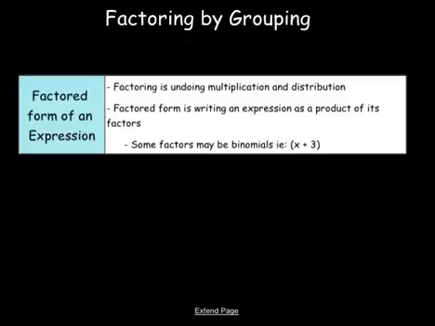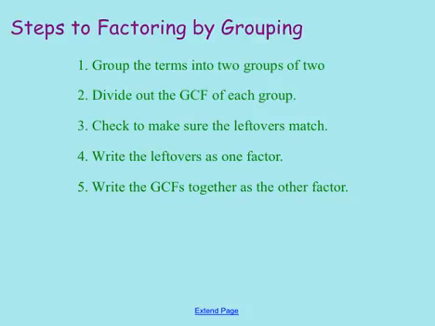So factoring by grouping. So what we have here is factoring is undoing multiplication and distributing. Factoring form is writing an expression as a product of its factors. Some factors may be binomials. So I would say this is really the thing that you got to look for. Okay? It is not just going to be, I think this last one was 3CD. It is not just going to be numbers and letters every time. There will be expressions. So we're factoring expressions as well. So make sure you get those down.